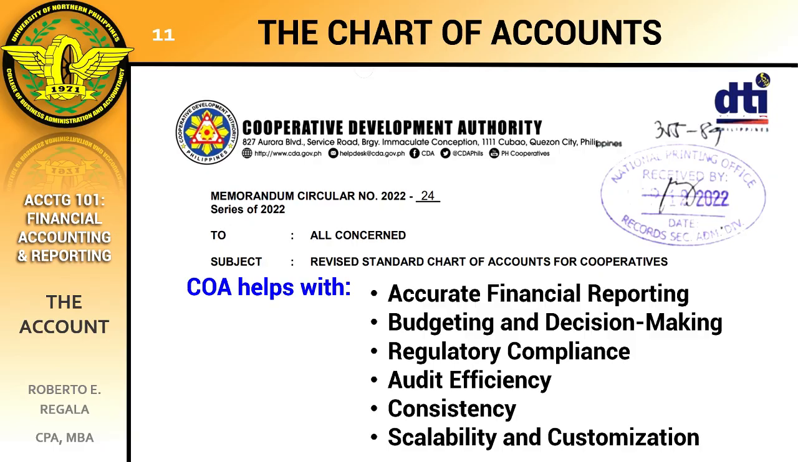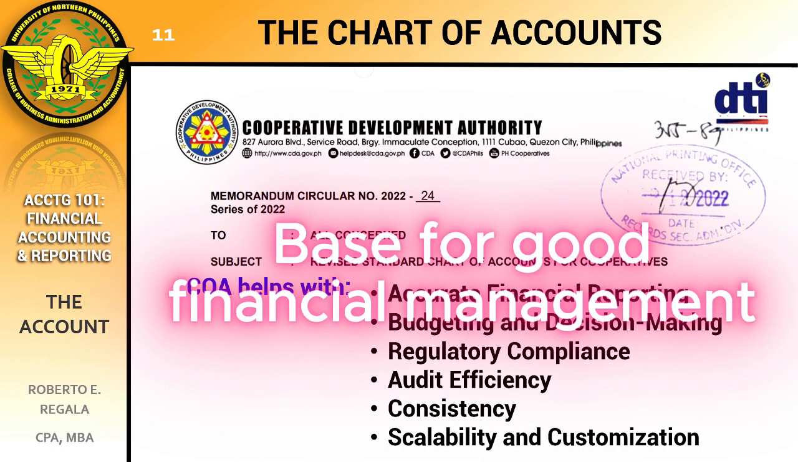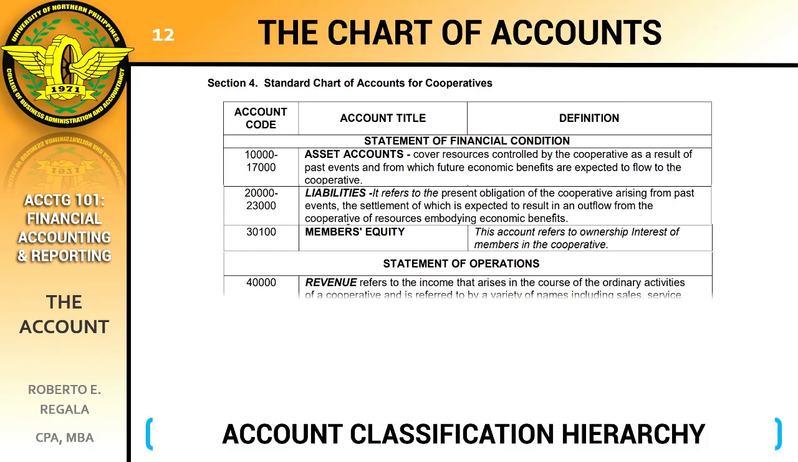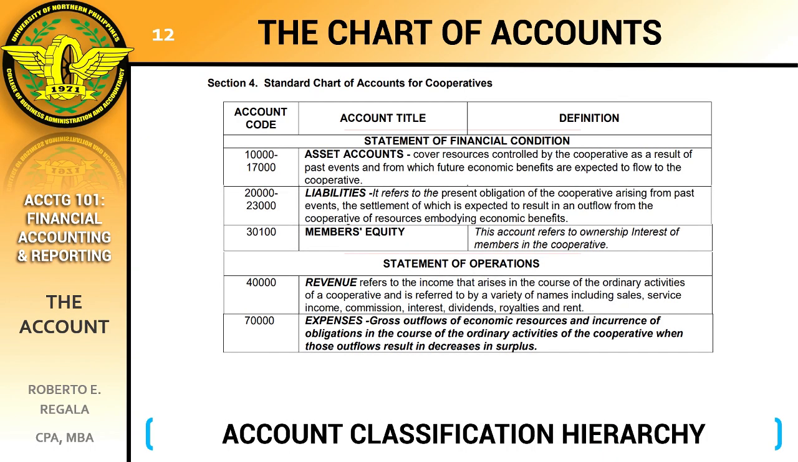In short, a good COA is the base for good financial management, ensuring that all transactions are recorded correctly to help with financial analysis, budgeting, compliance, and making good decisions. Account classification hierarchy. As we have seen, there are 5 primary categories or elements in the chart of accounts. From the balance sheet, we have assets, liabilities, equity. And from the income statement, we have revenue or income and costs and expenses.